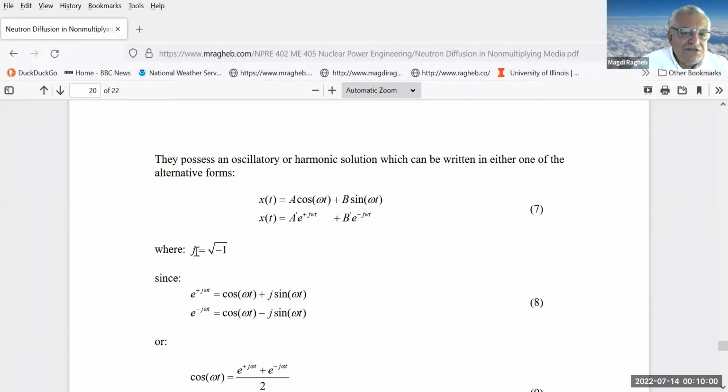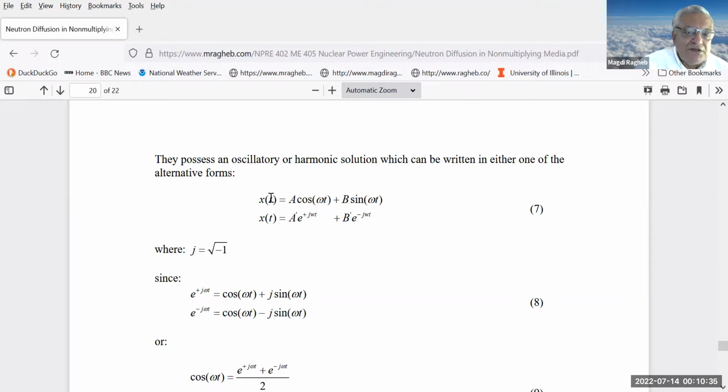Engineers, electrical engineers like to use J for the square root of -1. And we know that cosine omega t plus J sine omega t is equal to e to the plus J omega t in that case. So in that case, we can write the solution as A prime e to the plus J omega t plus another constant. Notice that we have two constants of integration because it's a second order differential equation, and you get the second constant e to the minus J omega t.